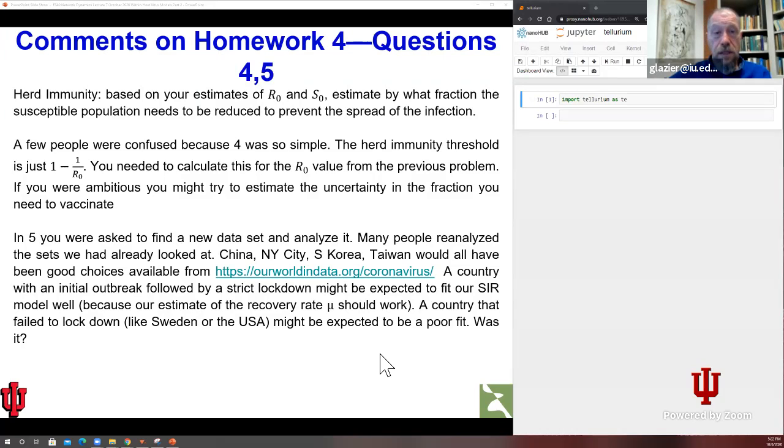And it would have been sort of interesting, I think, to compare places that locked down very strictly, like China or New York or Korea, to a place like Sweden or the USA, and ask the question, does the model work equally well for both? Is R naught the same or different for both? And so those were possibilities.